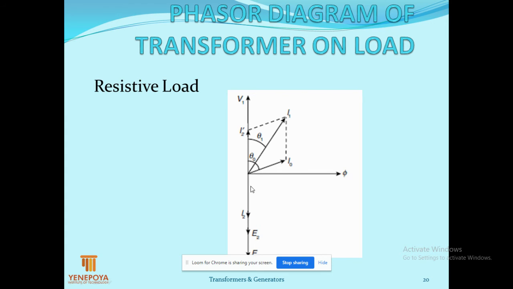Now you have to draw I1. I1 is the vector sum of I0 plus I2 dash. How to get I2 dash? We have already marked I2, and I2 and E2 are in phase. I2 dash is the opposite of I2. From the origin here, you mark I2 dash in the opposite 180 degree phase. I2 and I2 dash are 180 degrees out of phase.